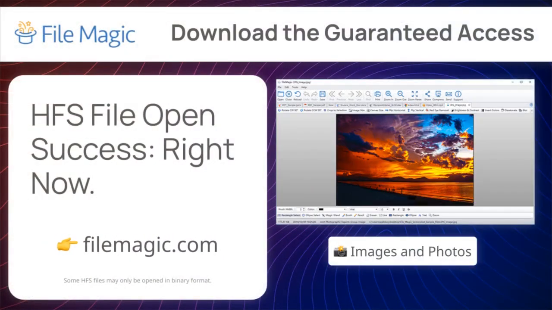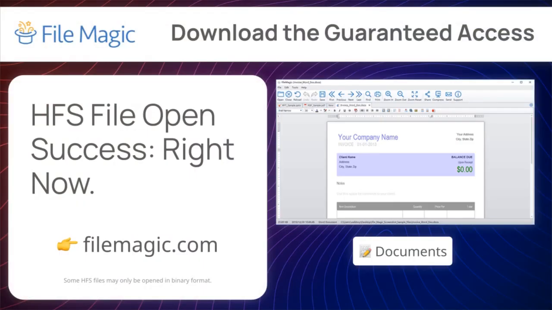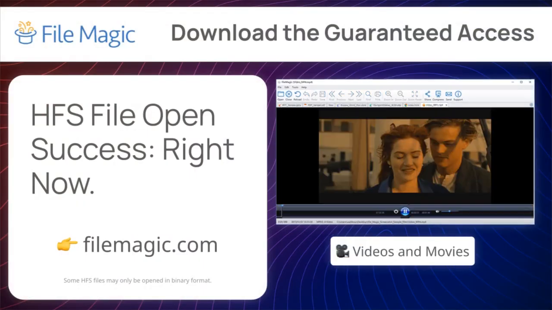We will reveal why investing in one exceptional HFS file inspection utility is the best long-term solution for managing countless file formats.